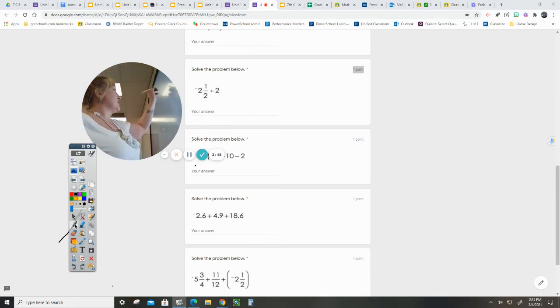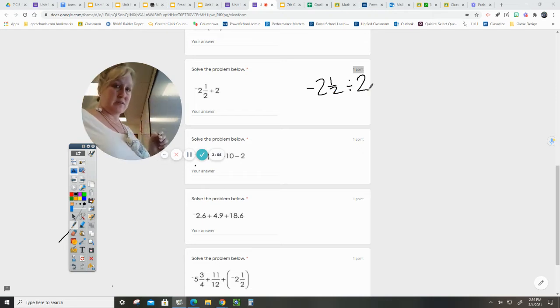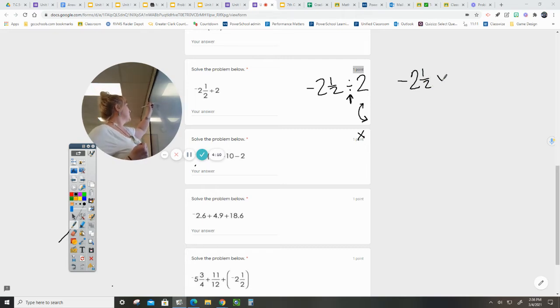Okay, we're looking at -2 1/2 divided by 2. Now, we have done this, but again, it's been a minute. So I know that when I divide, what I need to do is flip and switch to times, okay? So -2 1/2 times, well, this would be 2 over 1. So to flip it, be 1 over 2.